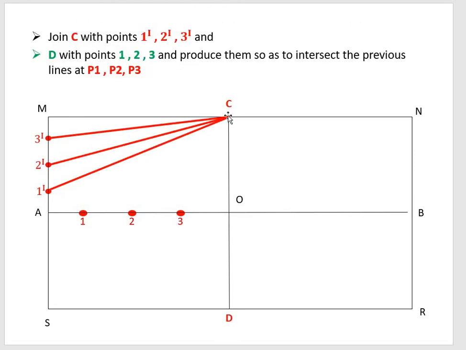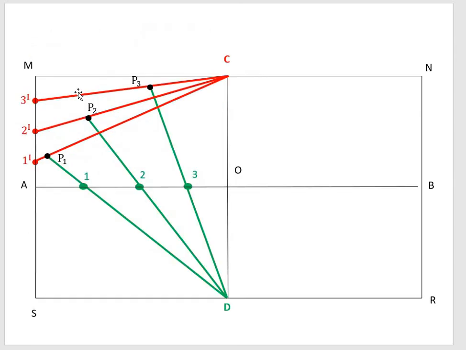The next step: from C, join the points on line AM. From C, draw a line up to 1 dash and join it. From C again, draw a straight line up to 2 dash. From C again, draw a line up to 3 dash. In this manner, you get these red color lines from C. Then, after drawing the red lines, you come to D.